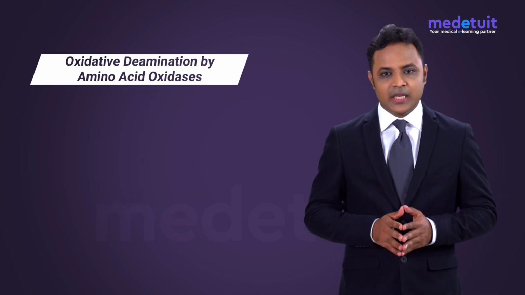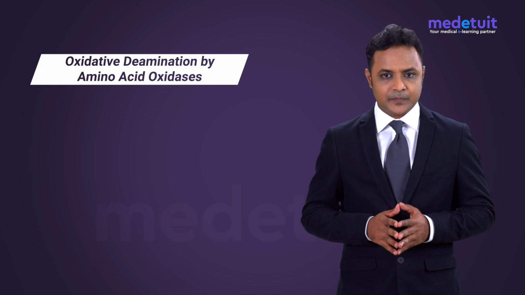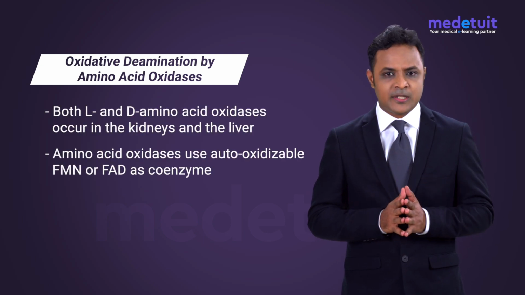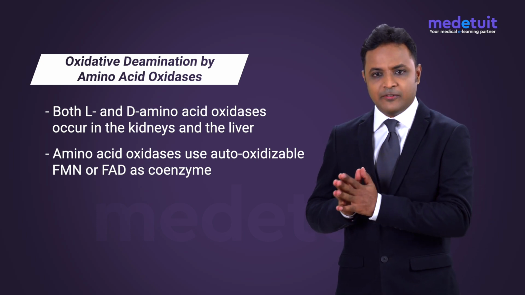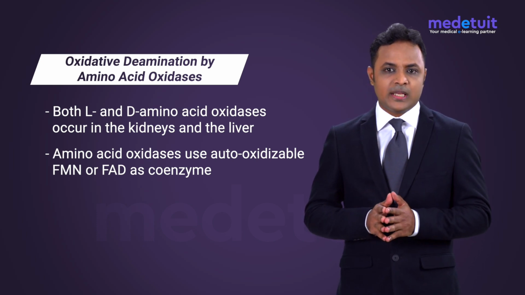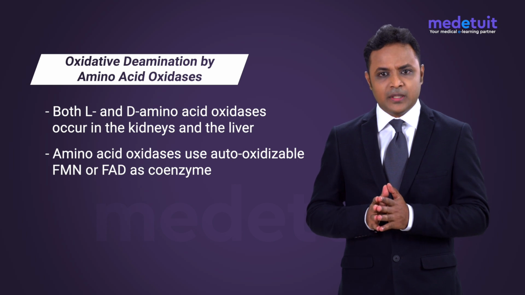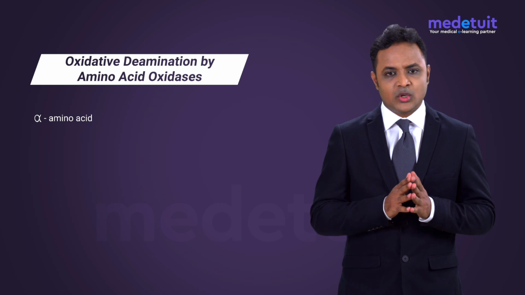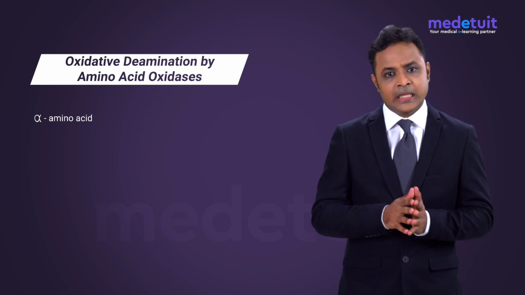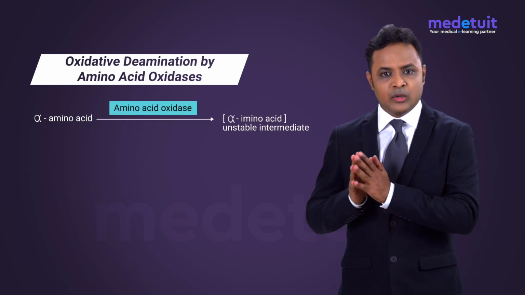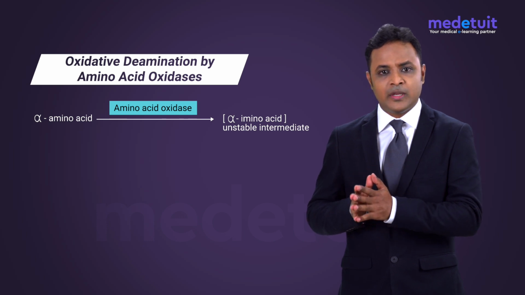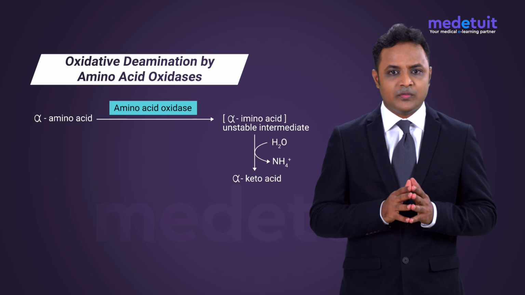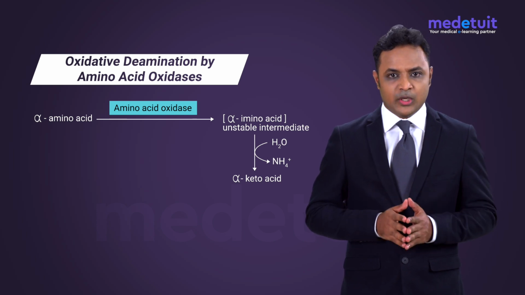Oxidative deamination by amino acid oxidase enzyme. Amino acid oxidase requires flavin coenzymes such as FMN and FAD. This amino acid oxidase helps in the deamination of the alpha amino acid. The alpha amino acid is first converted to an imino acid, and then the imino acid is converted to an alpha keto acid. In this process, there is removal of the amino group from the alpha amino acid.